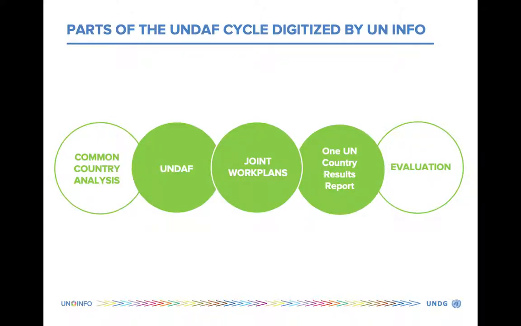So what is in UNInfo right now? Well, over the course of an entire UNDAF's life cycle, which begins at the common country analysis and ends at the evaluation, the middle three portions there are what are on UNInfo. The UNDAF itself, the 5-year framework, the joint work plan, whether that's the annual work plan or the multi-year work plan which a UNCT compiles, and then the report section, which we have there as an example, the one UN country results report. So with all that data in the platform, you can actually generate that type of report almost instantaneously. So those three parts of the UNDAF are currently on UNInfo.